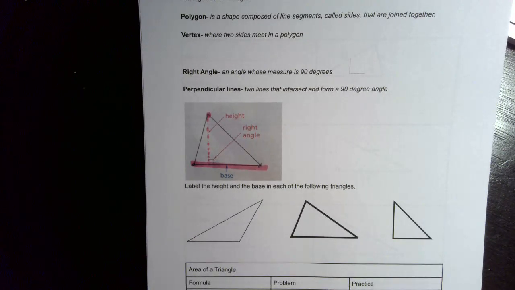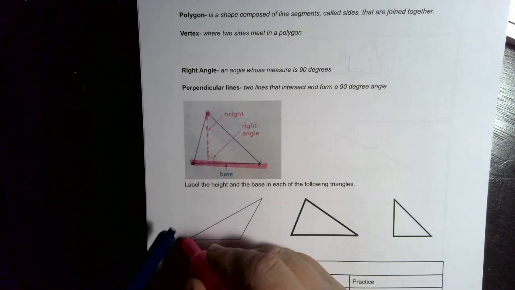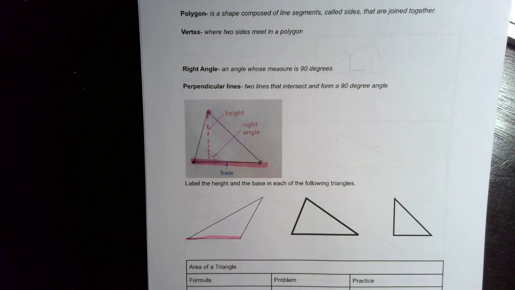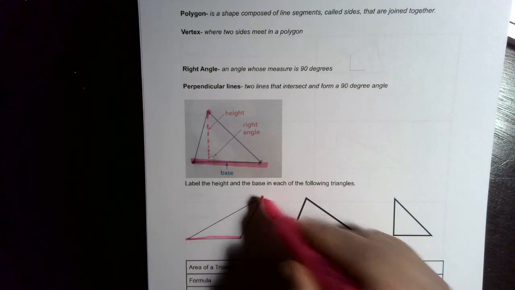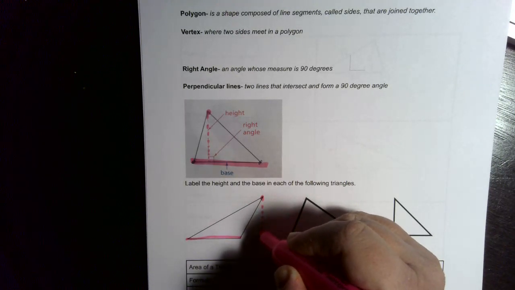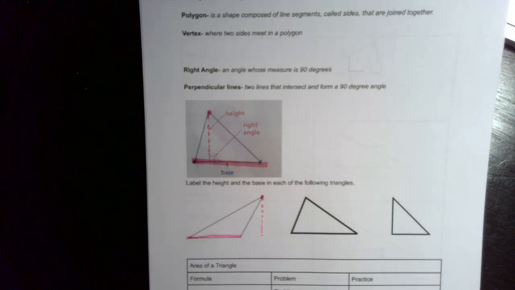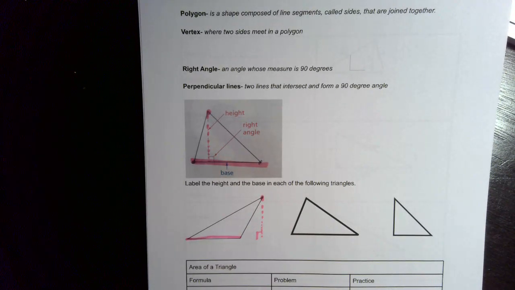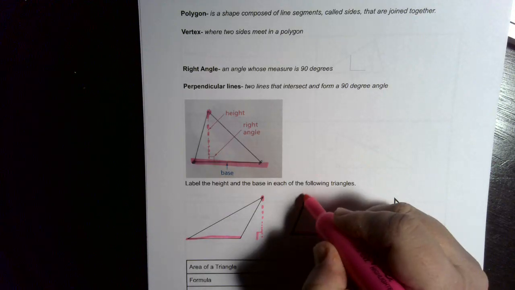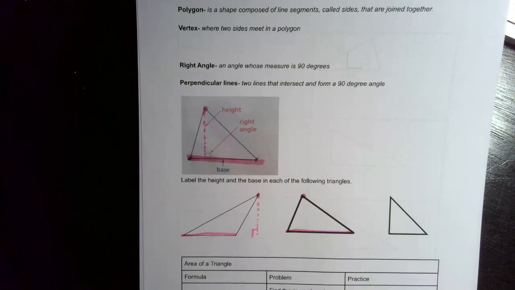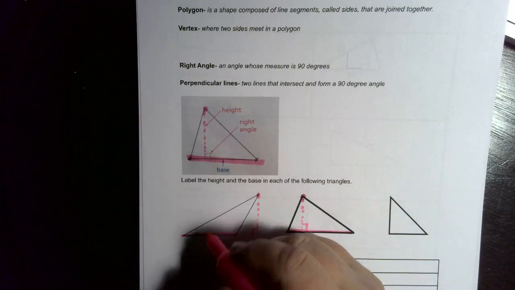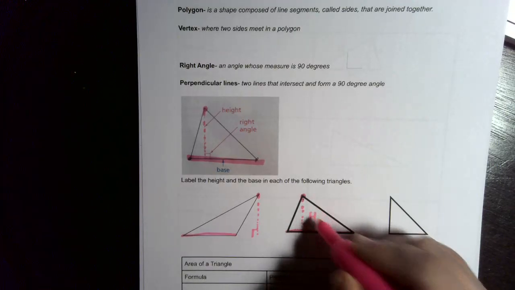So on this triangle, I can use any side, but I'm going to use this side as my base. My opposite vertex that is not part of this line is this. If I drop a perpendicular, it's like dropping something from a balcony and it drops straight down. That is my height. Here again, I can use this side as my base. So this is the vertex that is not in play, and then I drop a perpendicular right there, and that would be my height. So this is my base, this is my height.